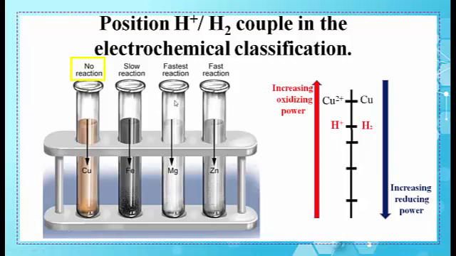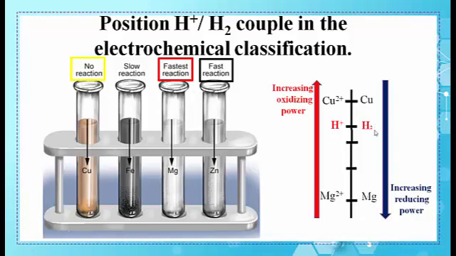And also we said that magnesium undergoes the fastest reaction with the acid. This means that it has the greatest reducing power. So we place it here. Okay? Mg2+/Mg. Also we said that a fast reaction takes place between zinc and the acid. It is a fast reaction, but it is slower than the reaction between magnesium and the acid. This means that Zn has a greater reducing power than H2.